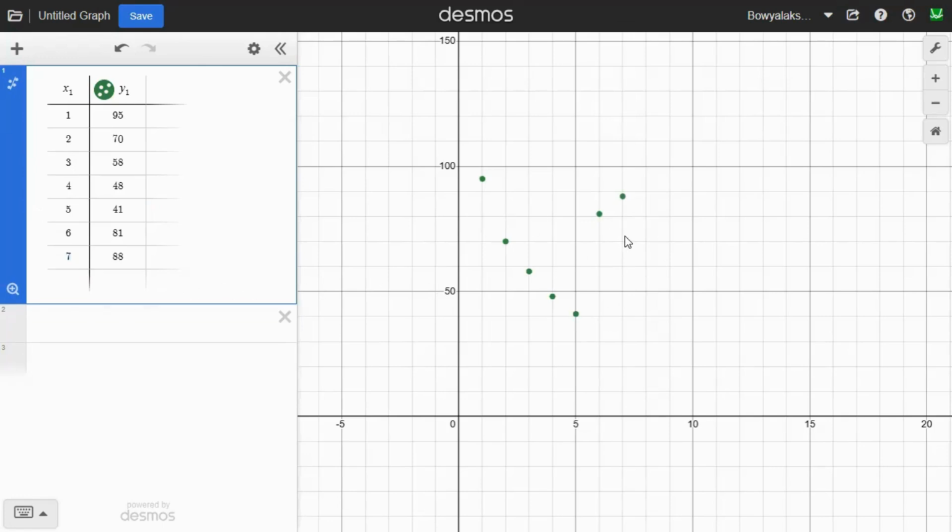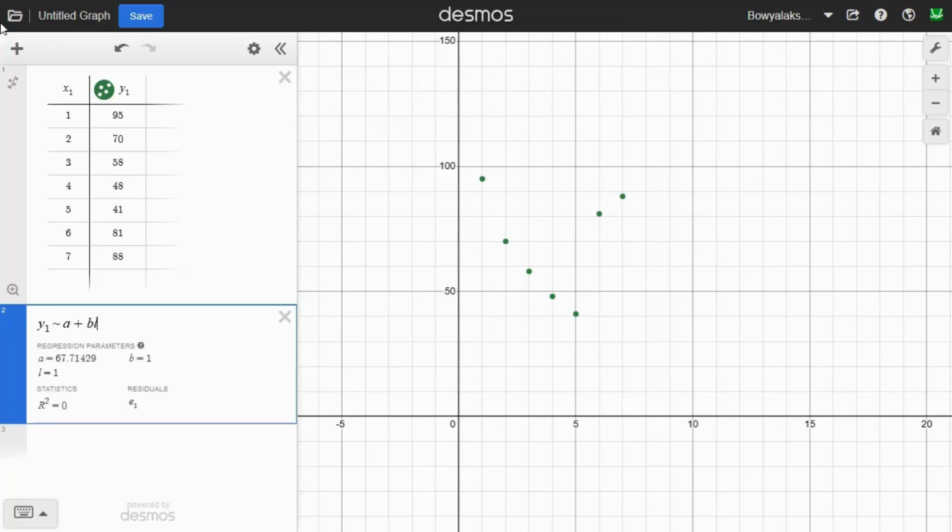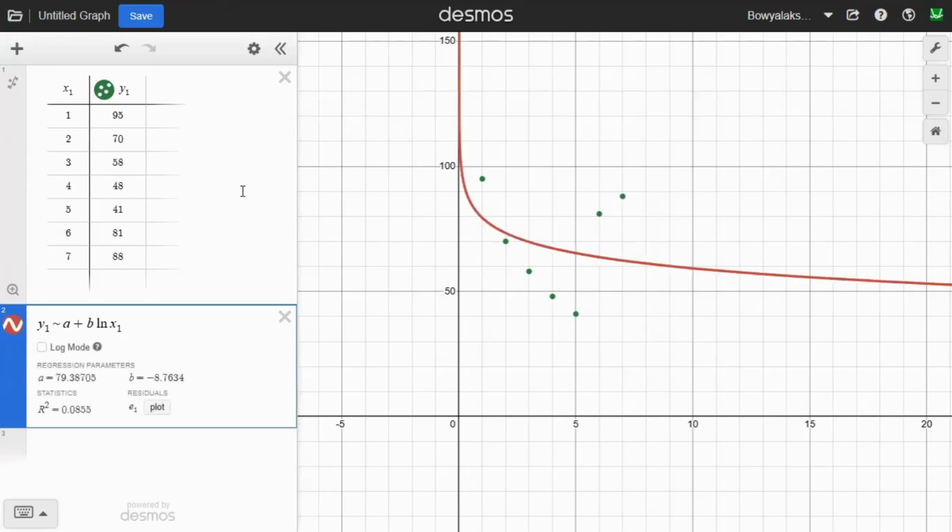Of course, it doesn't seem like a logarithmic function, but still the question says to find logarithmic regression. So you should give y1. Don't give y. y1 and similar symbol. And then a plus b. Use ln instead of log. ln x. X1 you should give, otherwise it won't accept x1. And you got your a, b, all of this stuff here.